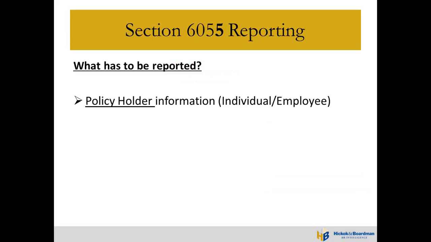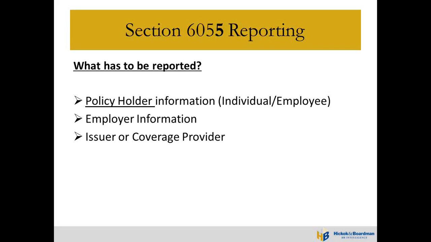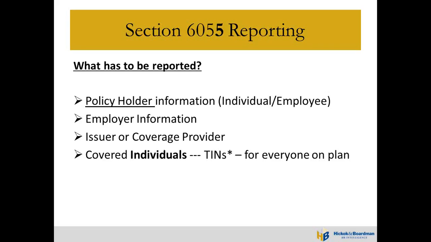So the information that has to be reported is the individual or the employee, the policy holder, your employer information, issuer or coverage provider. Again, that's like the Blue Cross Blue Shield, the MVP, the Cignas. Covered individuals and their tax identification numbers for everybody on the plan. Now, I know that some of our health insurance carriers have been doing a really good job of trying to gather everybody's Social Security numbers, the dependents on the plan, because that's usually what their tax ID number is.